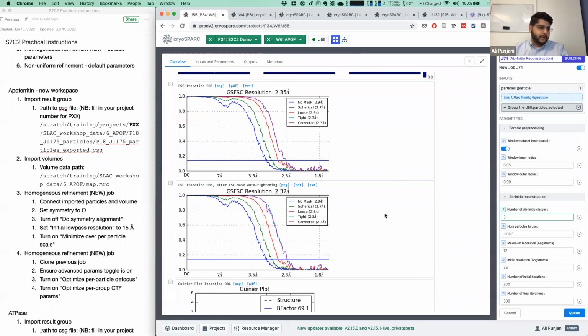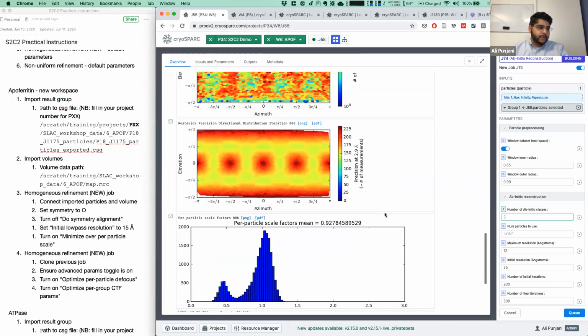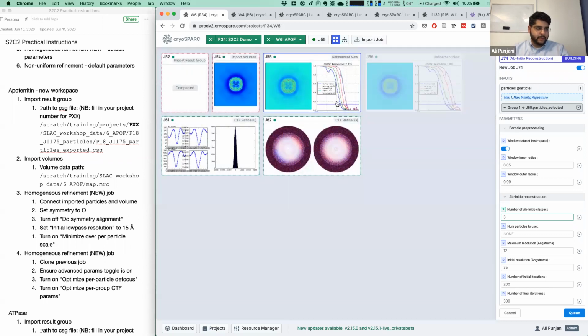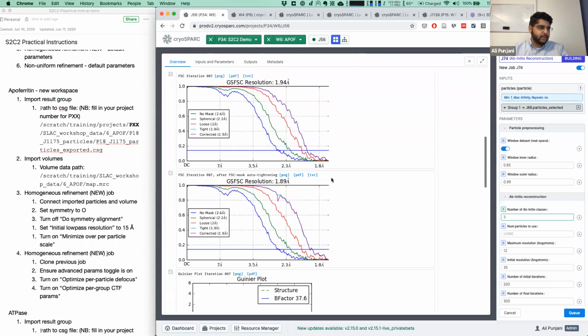That's obviously already very good. But we can go further, and the way we can go further is by doing CTF refinement. So the second job that everyone has run implements and uses CTF refinement during 3D reconstruction, and that reaches a resolution of 1.9 angstroms after CTF refinement. So that's a pretty big jump from correcting for these defocus and other higher order aberrations.